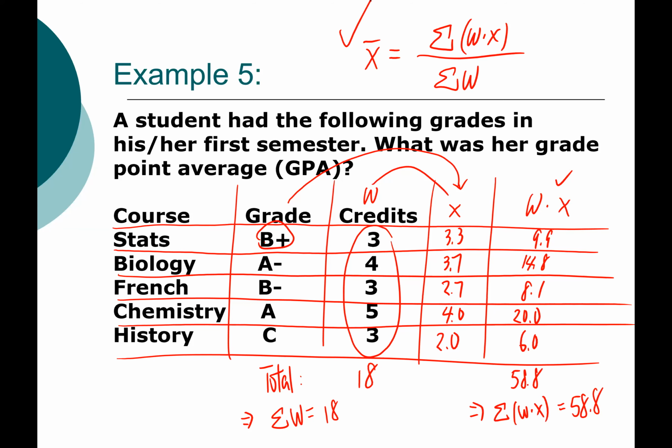Now let's apply the formula here to get a GPA. So GPA equals the weighted average. So it's the total of the product, 58.8, divided by 18. And let's see what that is, 58.8 by 18. And that turned out to be 3.27 approximately. So usually they round to 2 decimal places. Okay, so 3.27, that's the GPA for this first semester freshman. And that's how you calculate GPA using the weighted average.